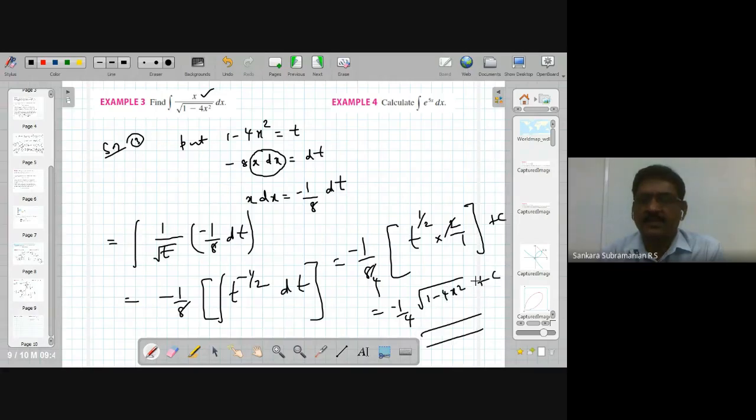Even if you differentiate it, you will be getting this. Differentiation of root of big X is 1 by 2 times root of big X into differentiation of big X, which is minus 8x. So after evaluation and simplification, you will be getting x by root of 1 minus 4x square.